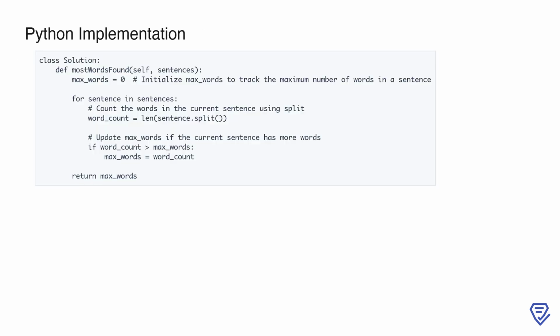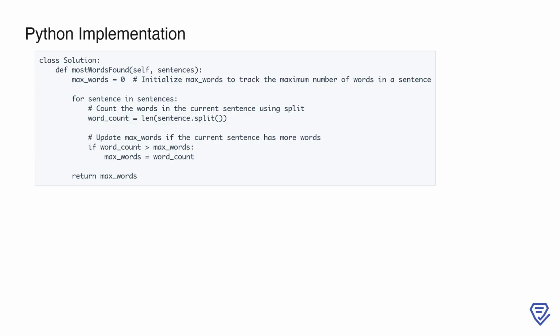This code solves LeetCode problem number 2114, maximum number of words found in sentences. The objective is to determine the maximum number of words in any sentence from a given list of sentences. We start by defining the most words found method, which takes a list of sentences as input. Inside the method, we initialize a variable max_words to 0.